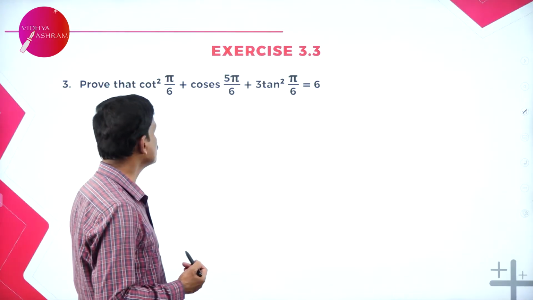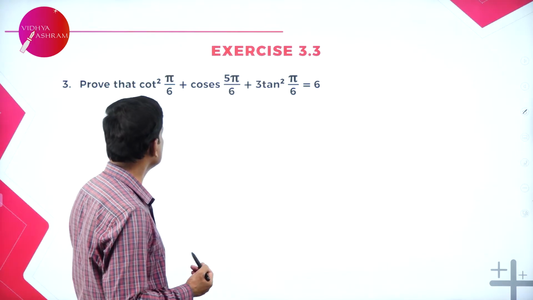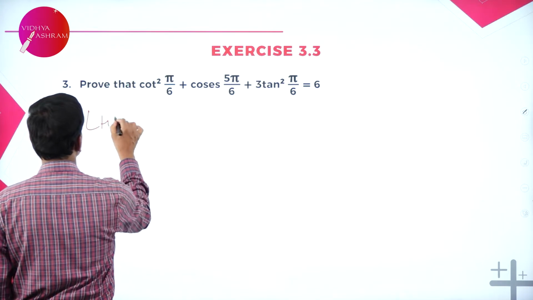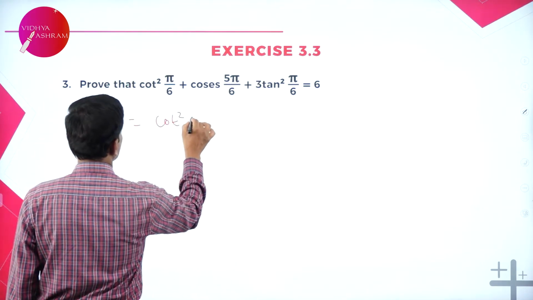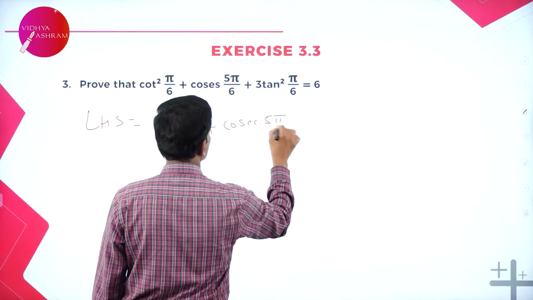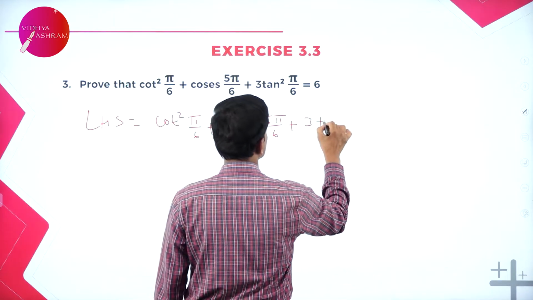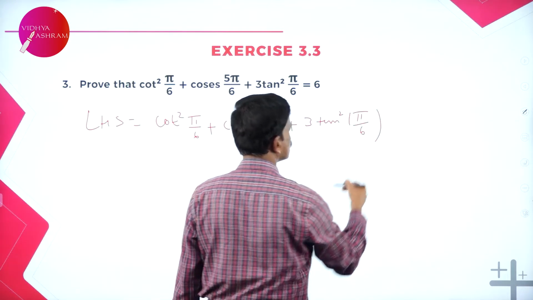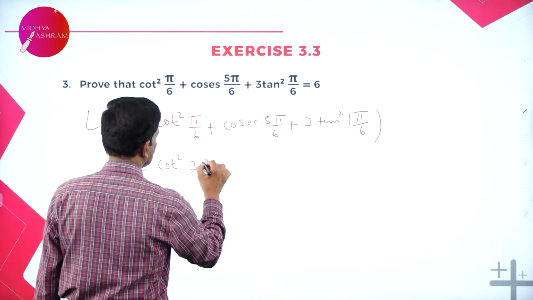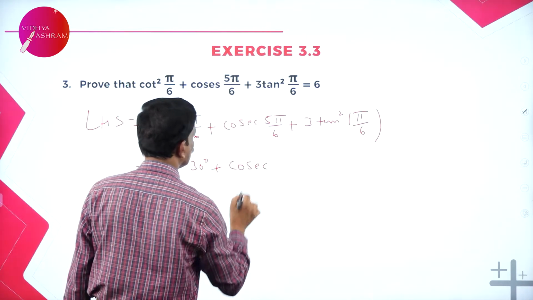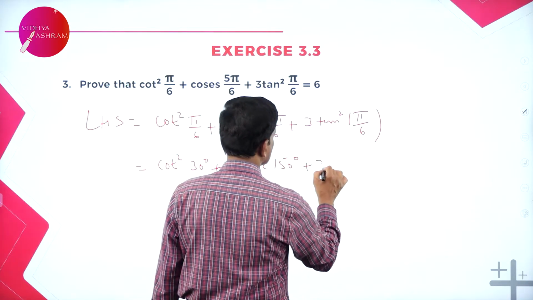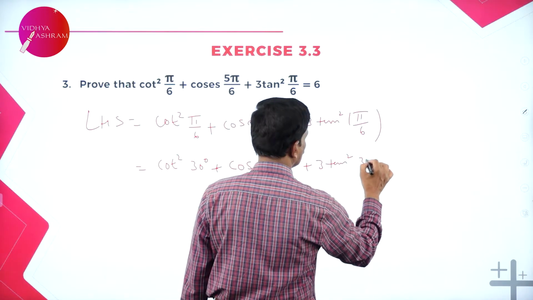Prove that tan square pi by 6 plus cosecant of 5 pi by 6 plus 3 tan square pi by 6 is equal to 6. Let us take LHS: cot square pi by 6 plus cosecant of 5 pi by 6 plus 3 tan square pi by 6. Now let us convert this. So this is nothing but cot square 30 degrees plus cosecant of 5 pi by 6, which is 30 into 5, 150 degrees, plus 3 tan square pi by 6, which is nothing but 30 degrees.